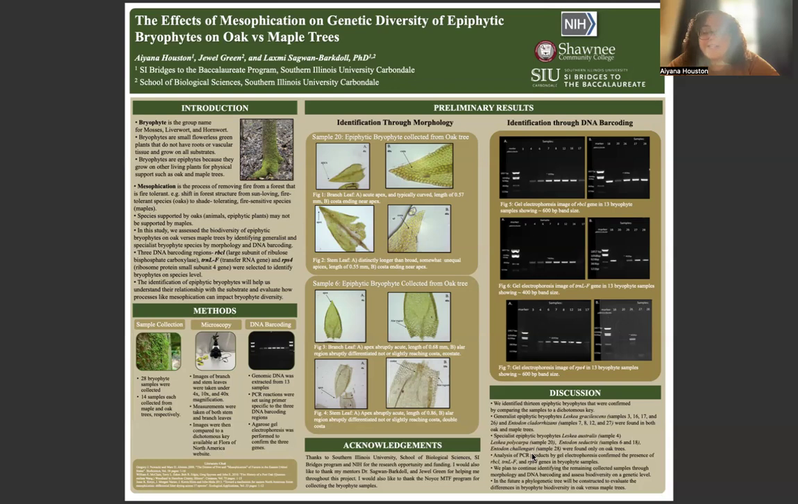So in the future, I plan to continue identifying my remaining samples through morphology and then do DNA barcoding. I then would like to make a phylogenetic tree to evaluate the differences in bryophyte biodiversities at oak versus maple trees.